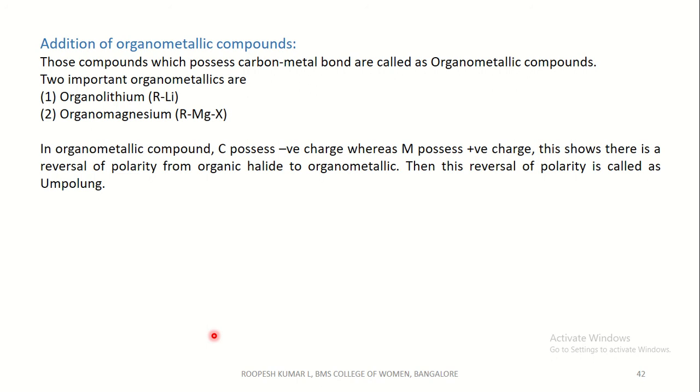This shows there is a reversal of polarity from organic halide to organometallic. That is, in an organic halide, the halide possesses a negative charge whereas the R group possesses a positive charge. Whereas in an organometallic compound, carbon possesses a negative charge and the metal possesses a positive charge. This reversal of polarity is called Umpolung.